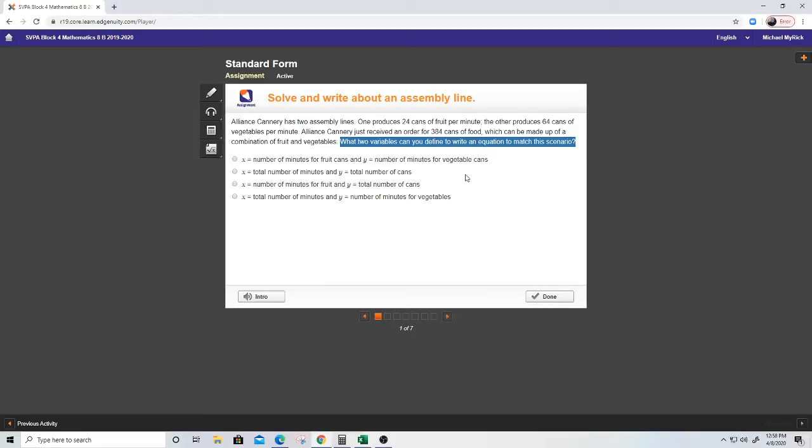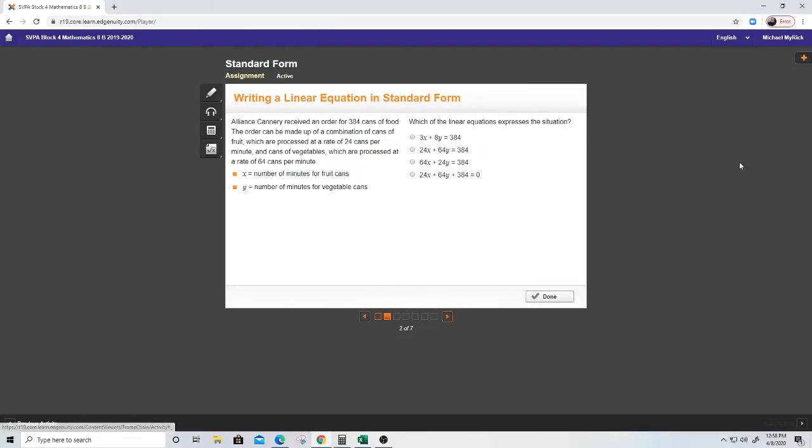Well, one's got to be 24 cans of fruit per minute, and the other one's got to be 64 cans of vegetables per minute. So I'm going to go with this one. Nope, we're not talking about minutes and cans. We're talking about the fruits and vegetables. No, total number of minutes, no. Okay, I'm going to go with that one. What is the linear equation in standard form?